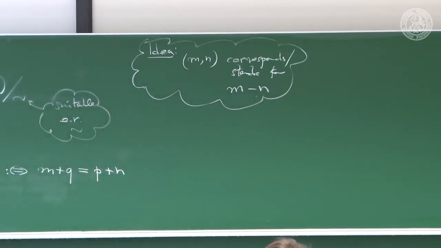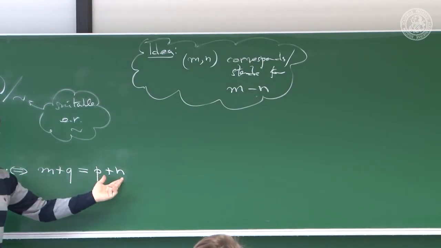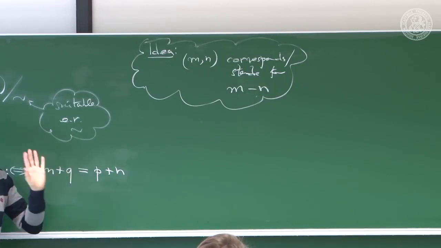And so when are two differences the same? Well, m minus n equals p minus q. If you take the q to the other side and you take the n to the other side, then you get this. Okay, so that's the intuition.